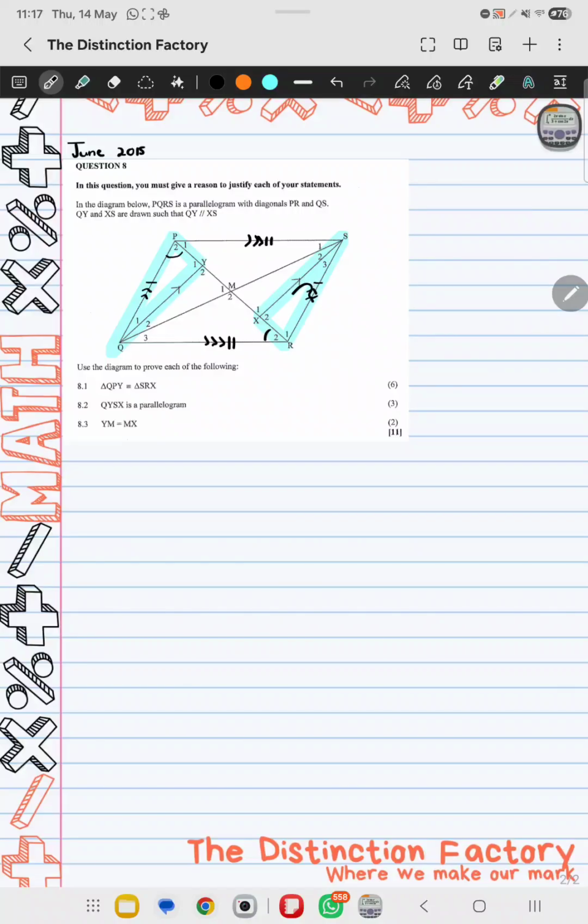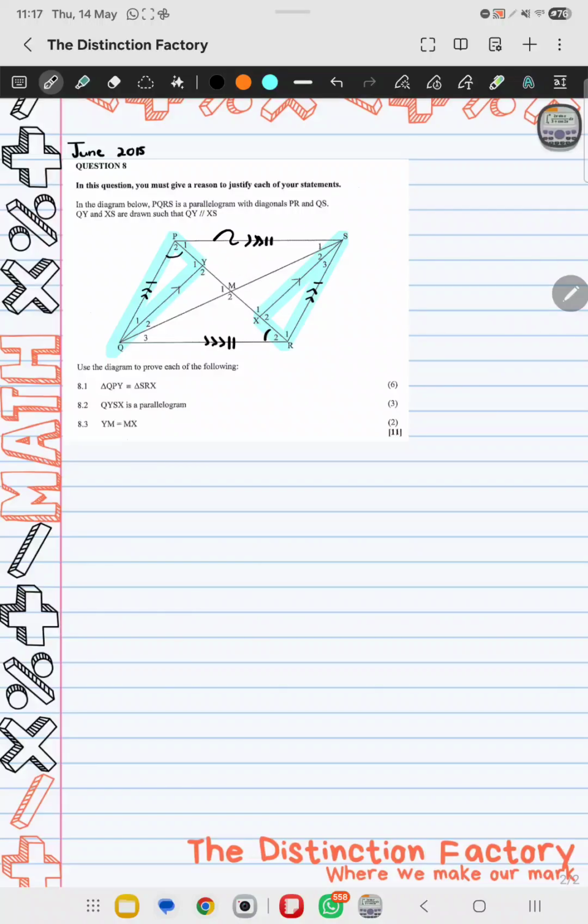We can't use any of the lengths. Like for example, we don't know what the length of QY is or PY. Same thing here. We don't know the lengths of those two sides. So what we can do is use some fun angles. We can find another angle that will be equal to each other.